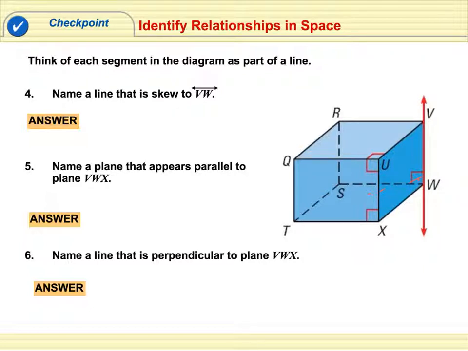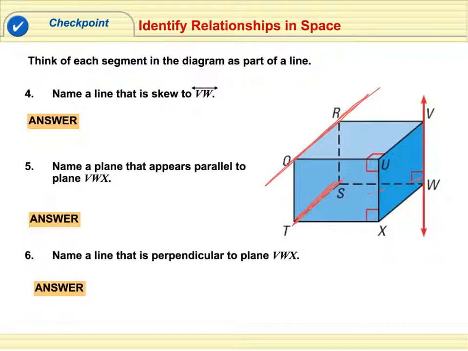We have to go to another plane. What about QR or TS? Look at these two. They are on different planes. VW is in the back, and QR and TS are on the left-hand side. They do not intersect, and they are not parallel with VW. So either QR or TS would be a good answer.